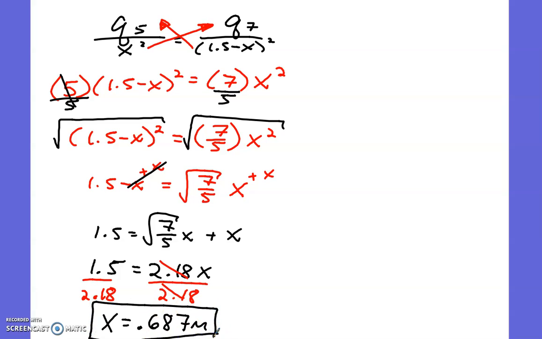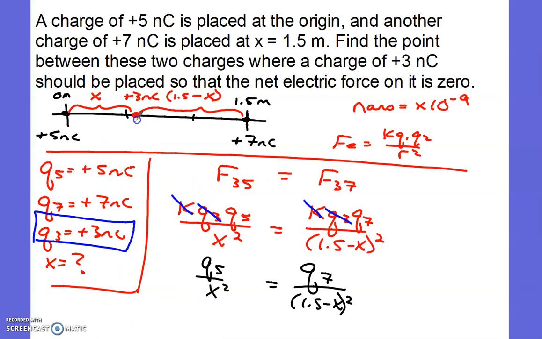So if I go back to my original diagram, I'm going to place this at 0.687, which again, notice that that is closer to the 5 than it is to the 7. Because this is a smaller charge, we have to place it closer to that to compensate.